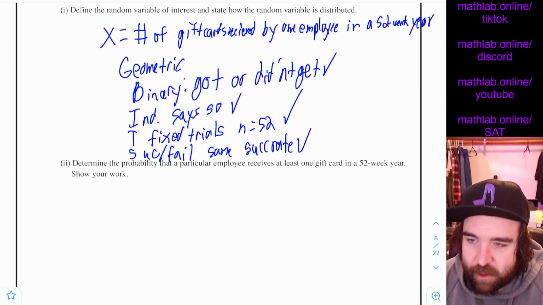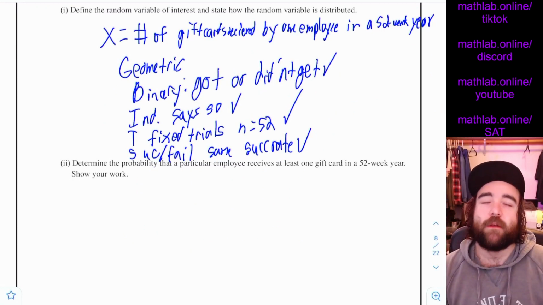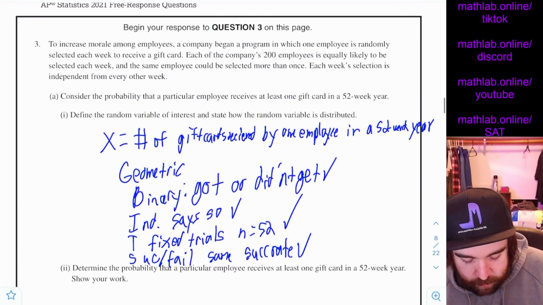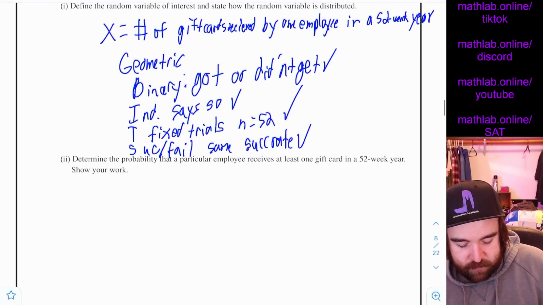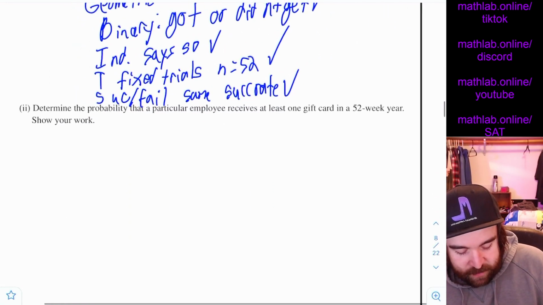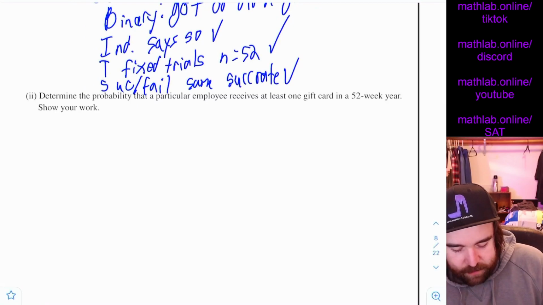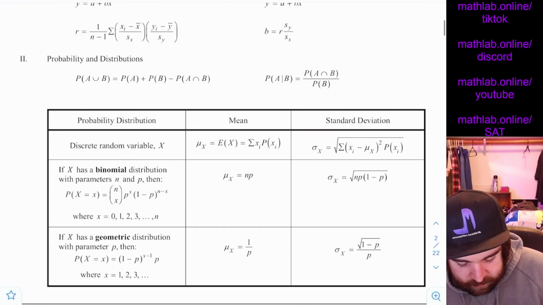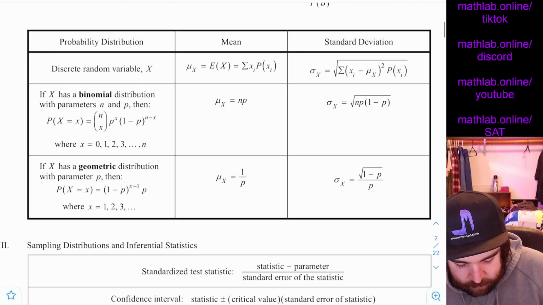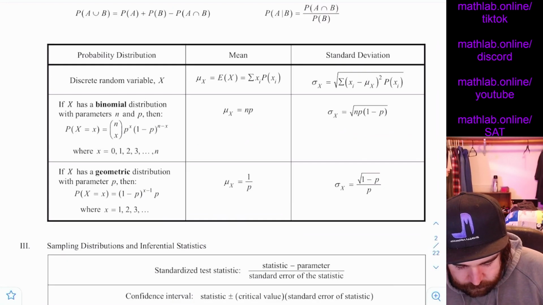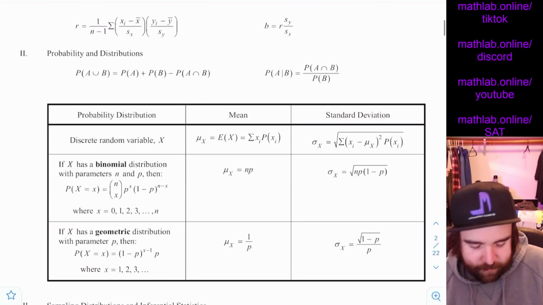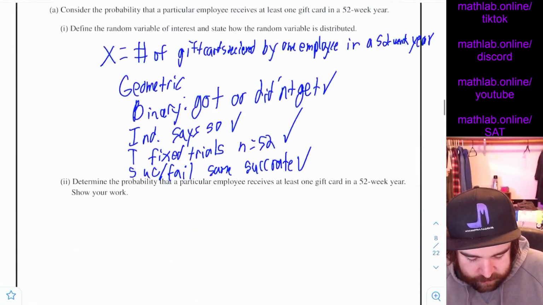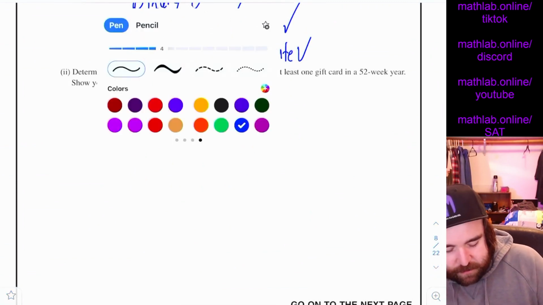Determine the probability that a particular employee receives at least one gift card. Okay. So, there are formulas, but you really just do it, right? There's 200 employees, so the probability of getting the gift card is 1 out of 200. Actually, no, maybe we will go to the formulas. Isn't the formula sheet just up here? Because then we don't even have to think about it. We just go to geometric distribution. Oh, but we're not looking for the mean or anything. We're looking for the probability. So maybe we don't just think about those. Just think about the situation.